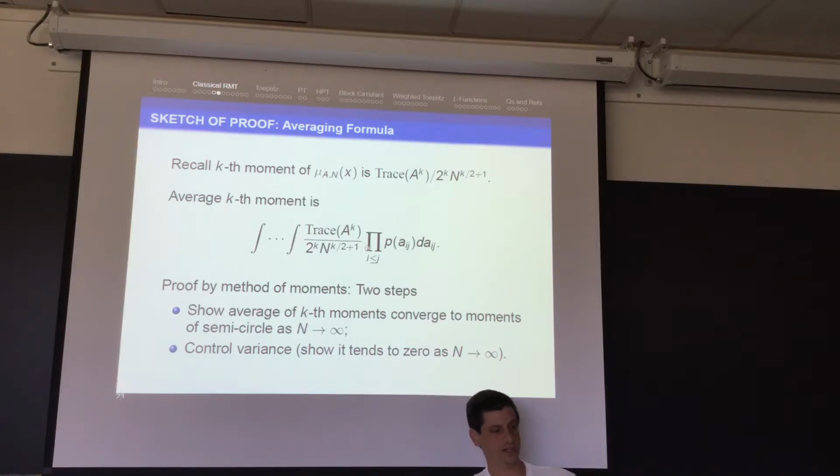So we want to calculate the average kth moment. We have this quantity to do, and we want to show that this converges to the moments of the semicircle. The other thing you really need to do is it's not enough to know that on average things are fine. Let's say I want to show that things are converging to a half, and half the time I get 0 and half the time I get 1. On average it's a half, but nothing in the system is close to the average value. So it's not enough to show that the average is converging. You have to control the variance. You have to say, on average it's a half, and by the way, the fluctuations are tending to 0.